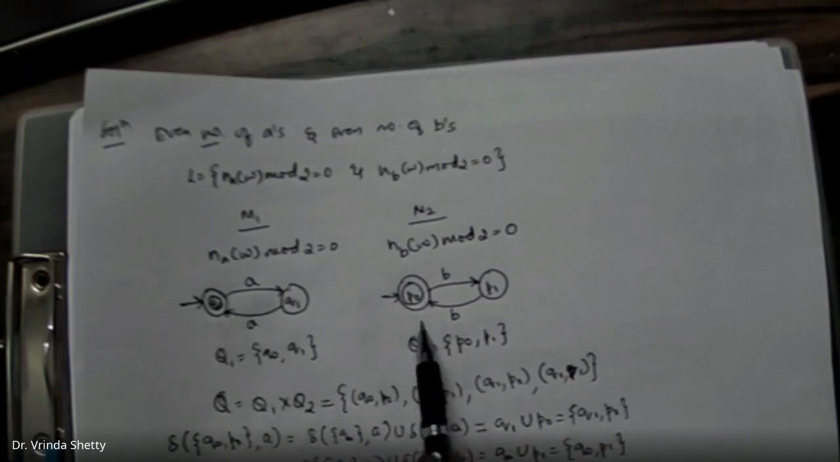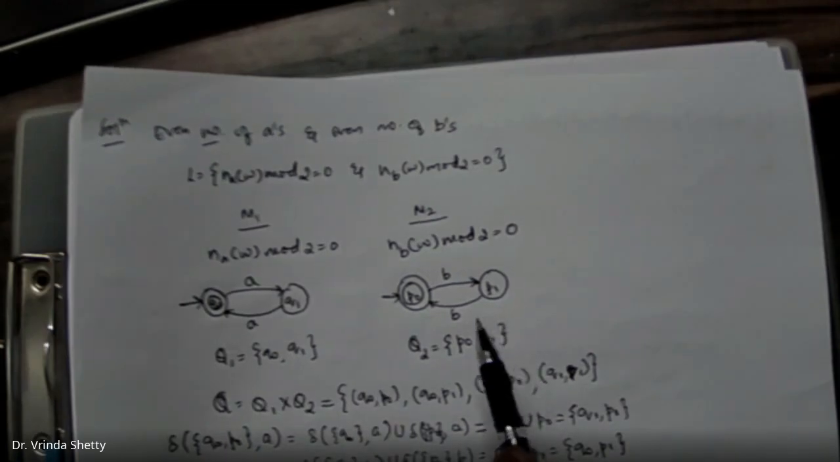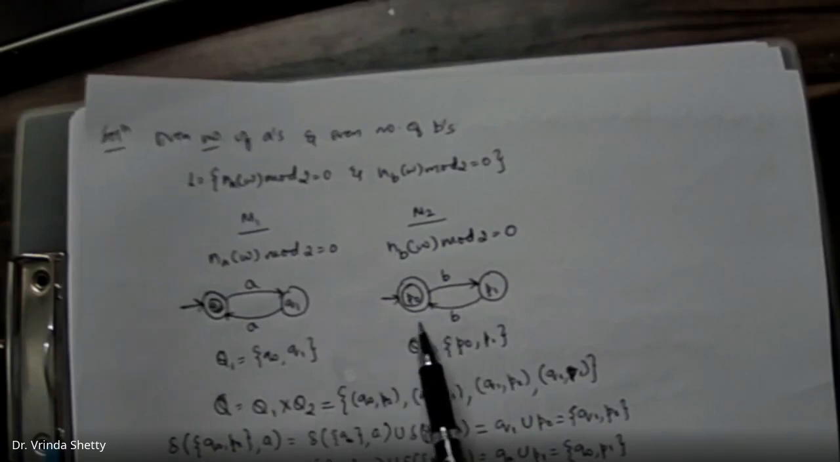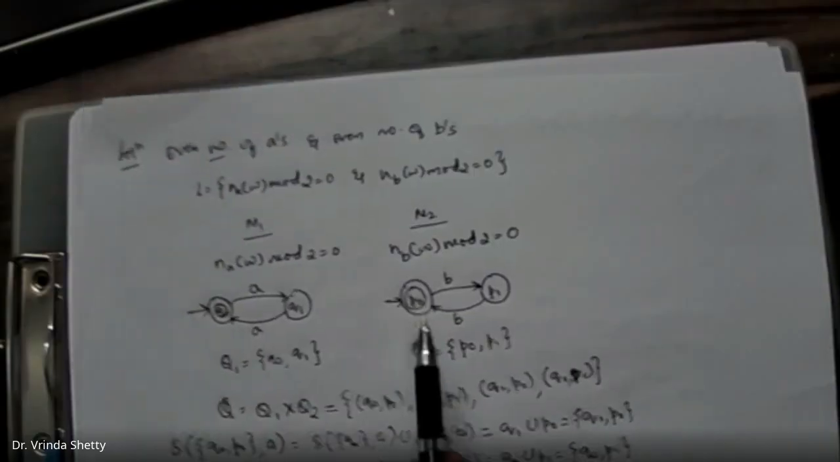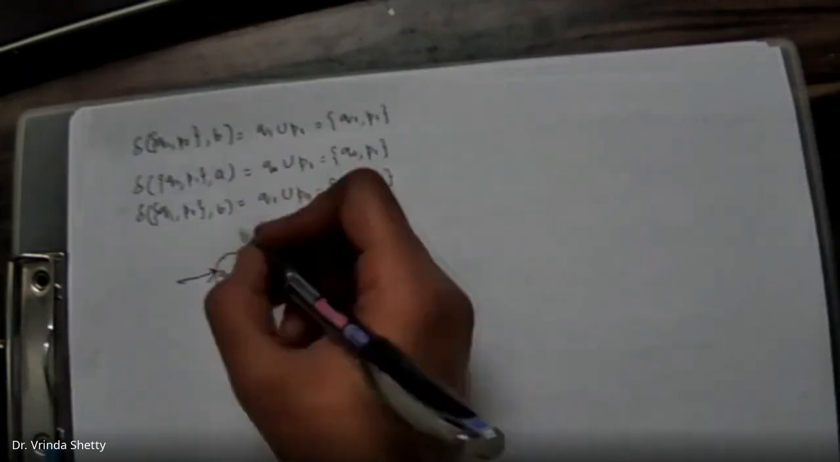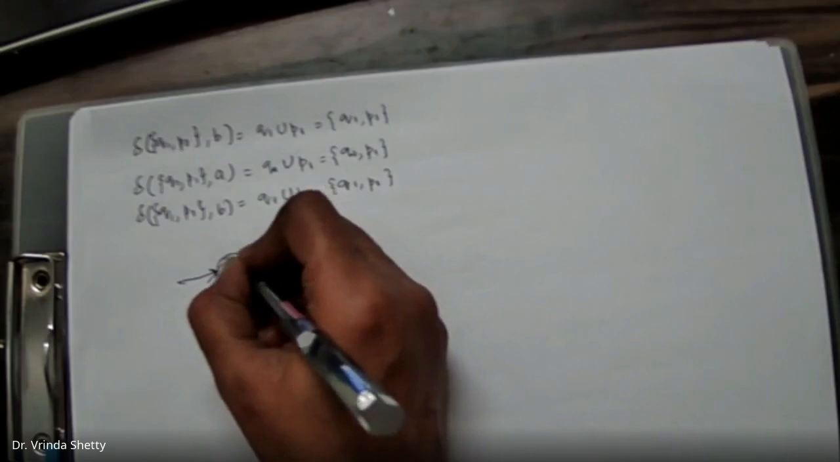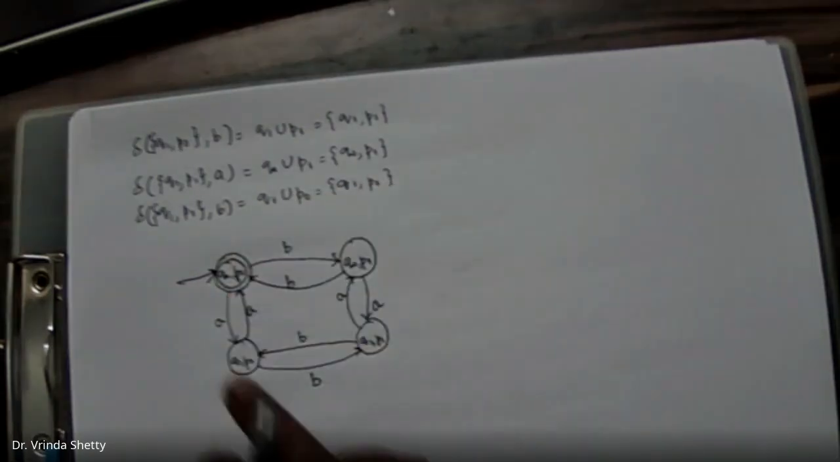So when Q0 is the start state of machine 1 and P0 is the start state of machine 2, the state consisting of Q0 P0 is going to be the start state of our constructed machine after taking the cross product of both. Similarly for the final state: Q0 is a final state, P0 is a final state, so the state consisting of both Q0 and P0 is going to be the final state of our machine.